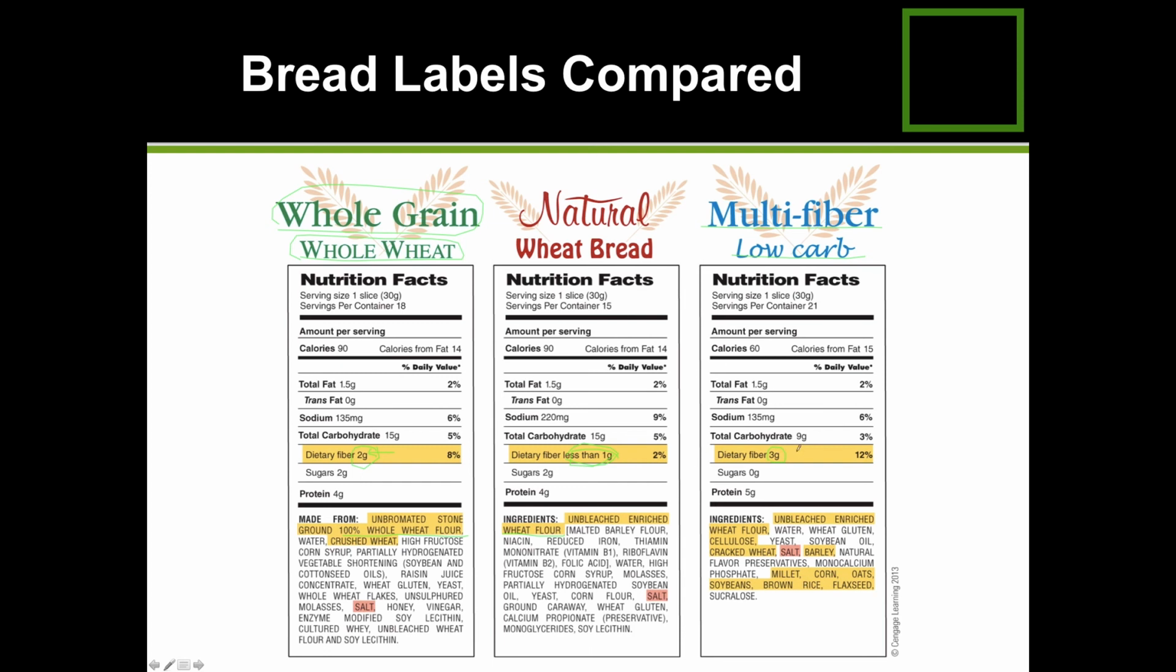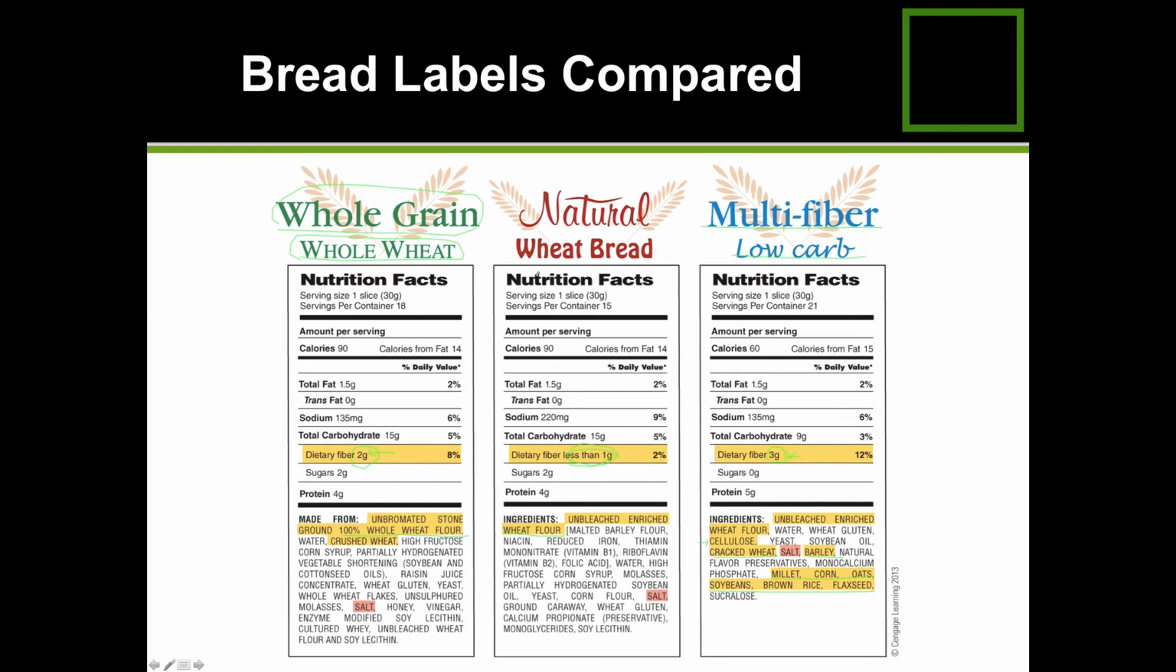But now you're wondering, why does this one have 3 while this one only has 2 grams and this is whole grain? Well, if you look here, it includes cellulose. Remember, cellulose is a type of fiber. And it also includes these other fiber-rich plant sources to give you fiber. Same thing with barley and cracked wheat, okay?